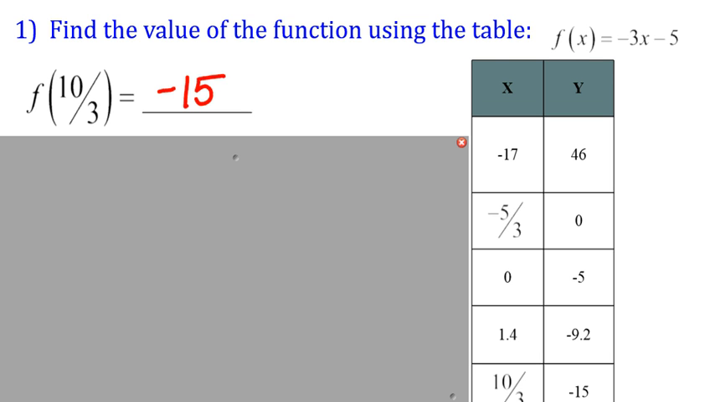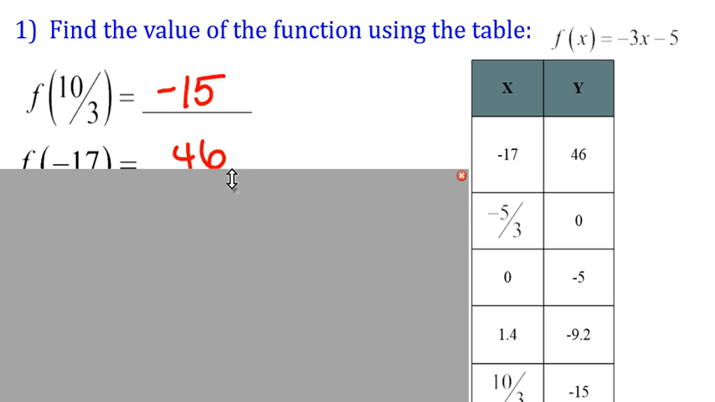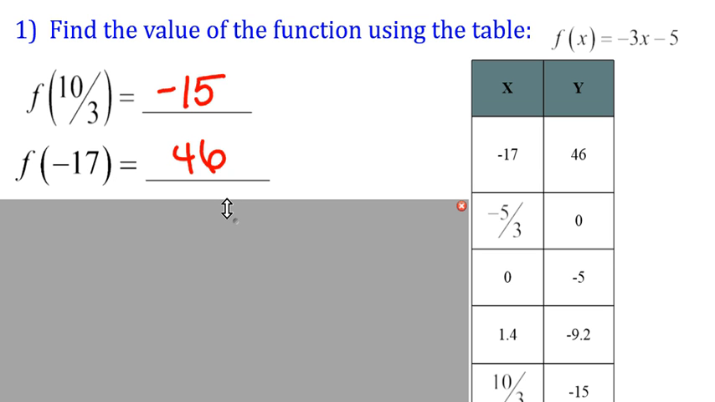All right. Now, f of negative 17. What does that mean? Negative 17 is the input. What output goes with it? Well, if this is the input, we're going to look at our input column, find negative 17. What output goes with it? 46. So f of negative 17 equals 46.